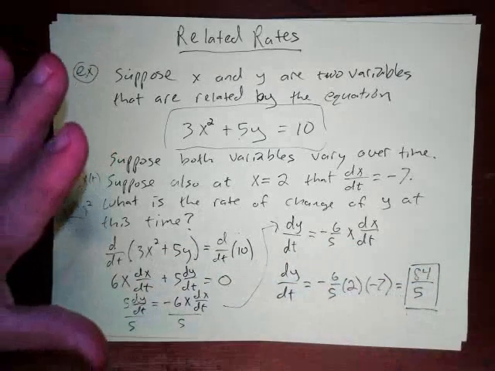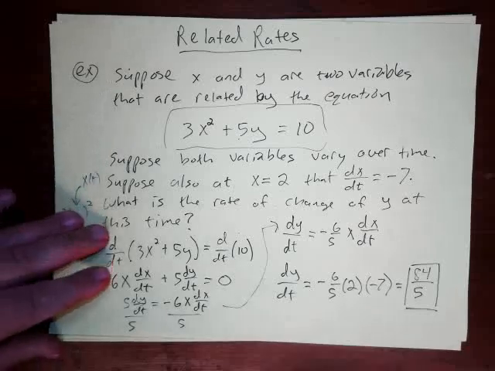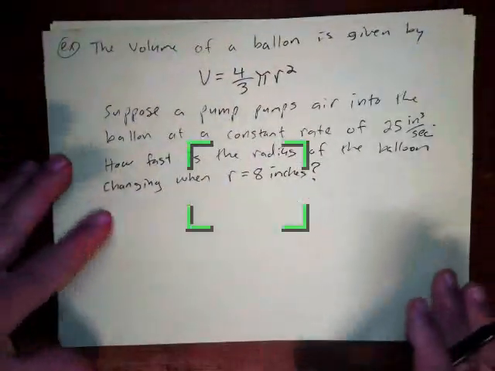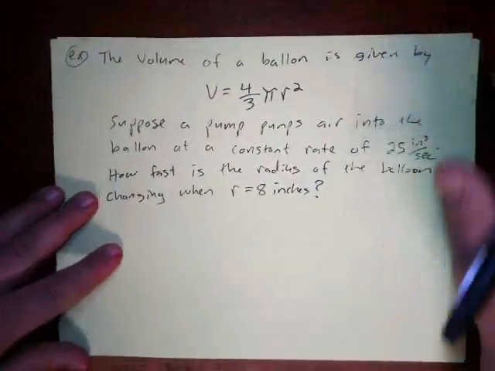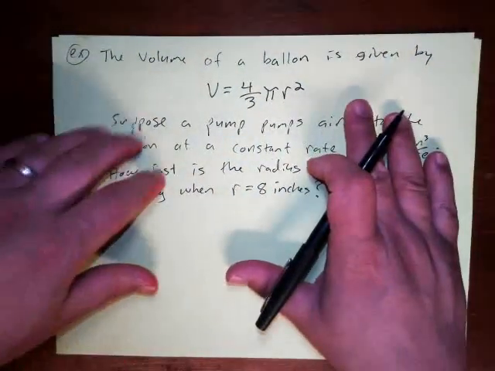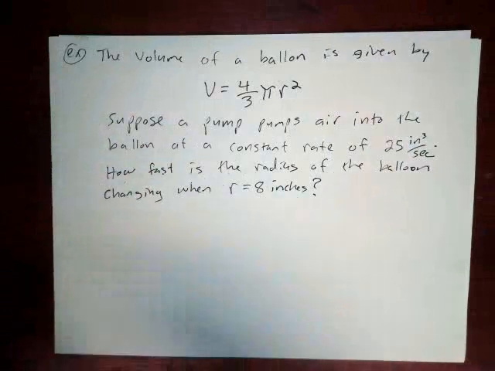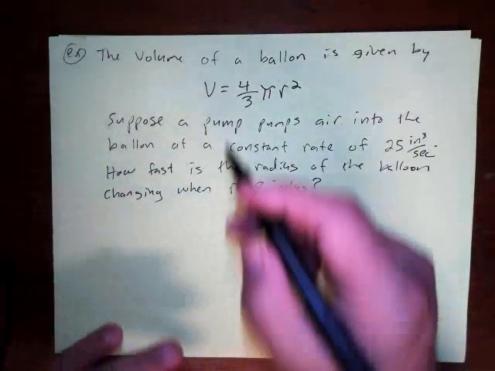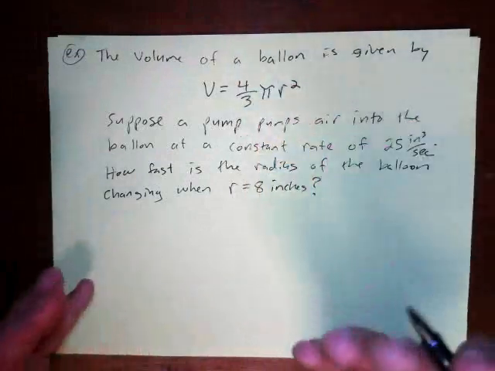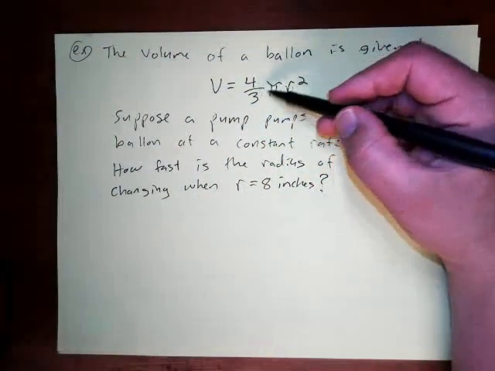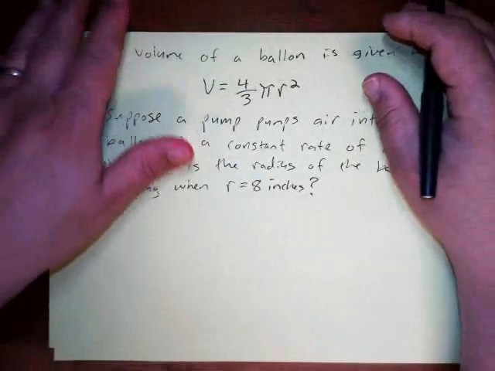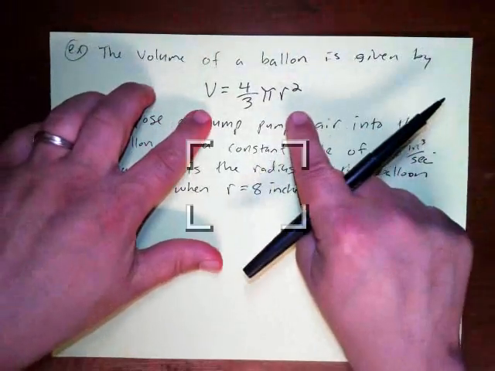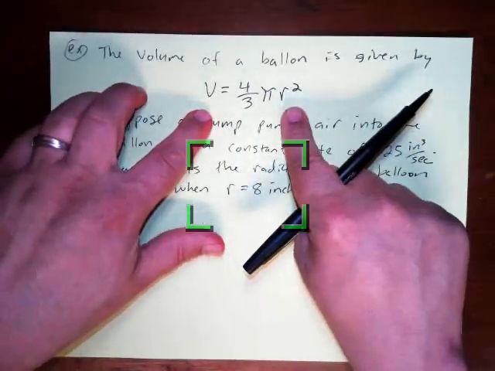Okay, so now let's actually solve something that would be like an actual problem. This is about the volume of a balloon. So we're going to assume that the balloon is a sphere, and so the volume of a sphere is 4/3 pi r cubed. So this is an equation that relates the volume together with the radius.